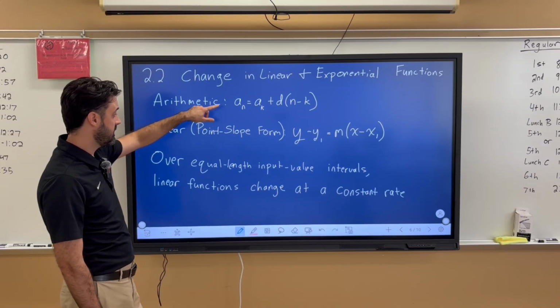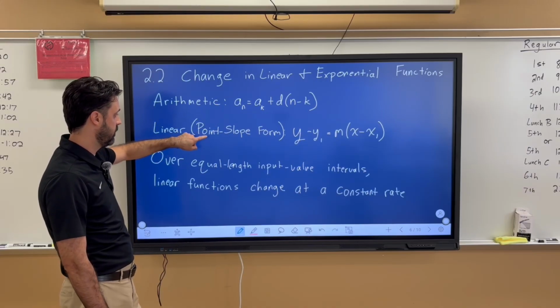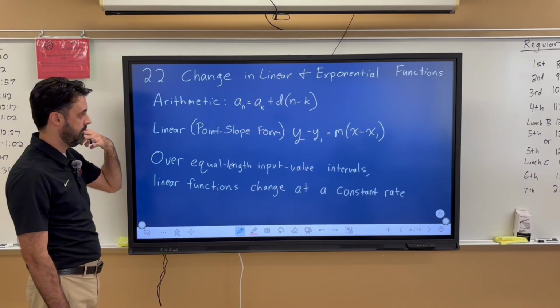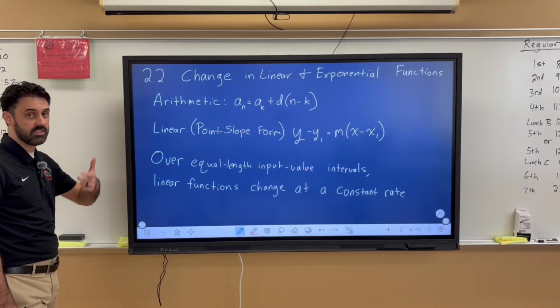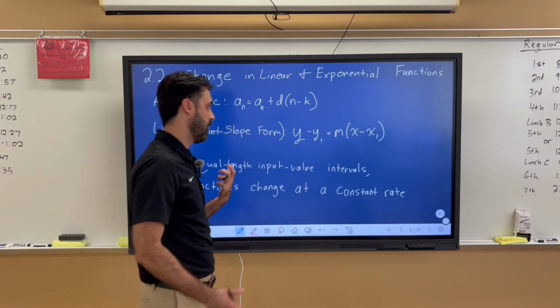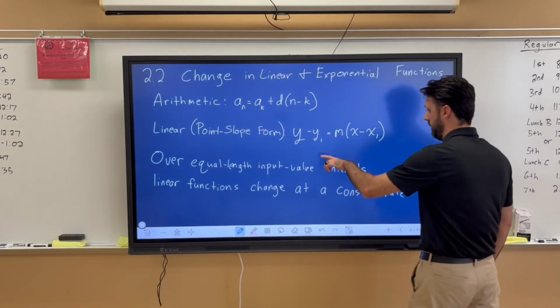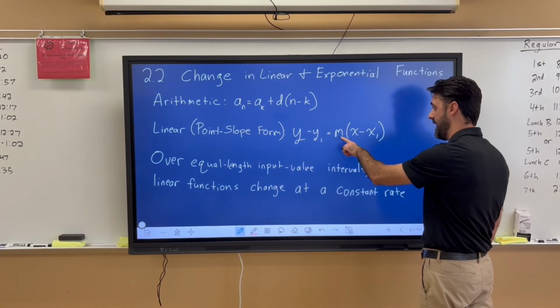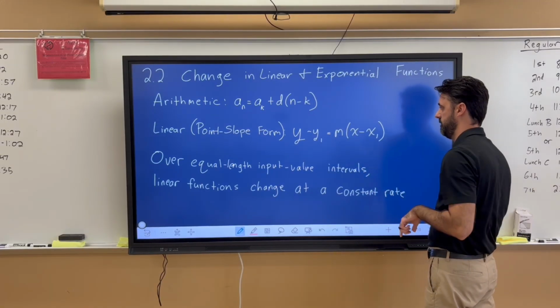And this formula is very similar to one that you learned in Algebra 1 called point-slope form. Point-slope form is often used in place of y equals mx plus b. They're both equations of linear functions, but it looks like this. If we have y minus y1, that's going to equal m, the slope, times x minus x1.